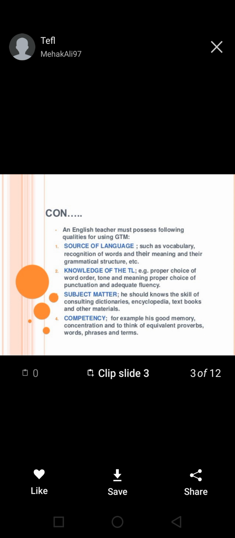So he should know the skills of consulting dictionaries, encyclopedias, textbooks and other material. The teacher should also have the competency, for example his good memory, concentration and to think of equivalent proverbs, words, phrases and terms.